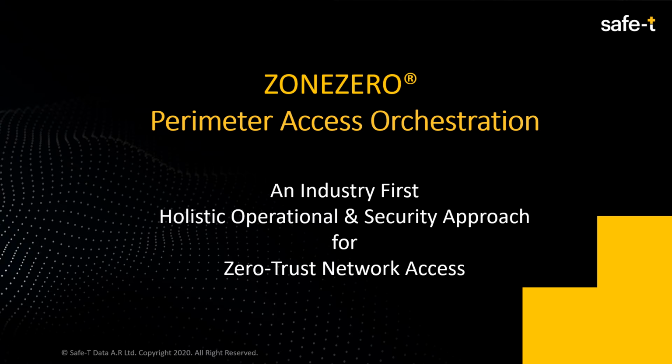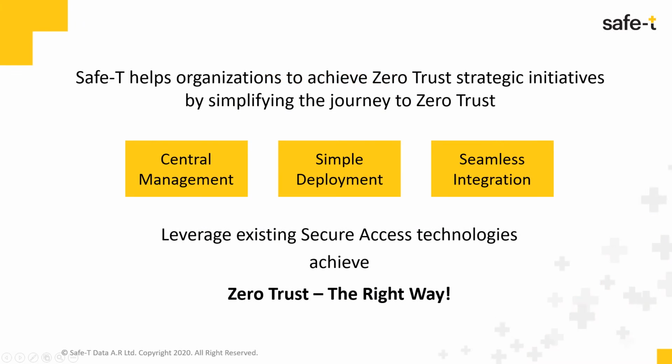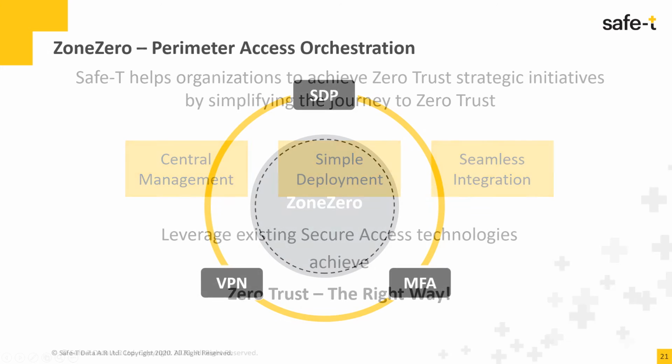Recognizing these many challenges in the world of secure access, we'd like to introduce you to Safety ZoneZero, Perimeter Access Orchestration. This is an industry-first, holistic operational and security approach for zero-trust network access. Safety helps organizations achieve zero-trust strategy initiatives by simplifying the journey to zero-trust. Central management, simple deployment, and seamless integration. Leverage existing secure access technologies and achieve zero-trust the right way.